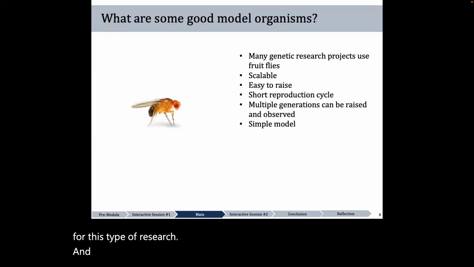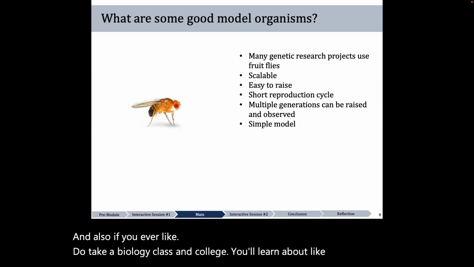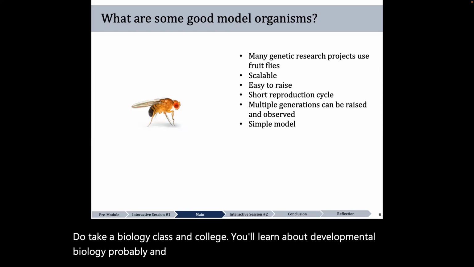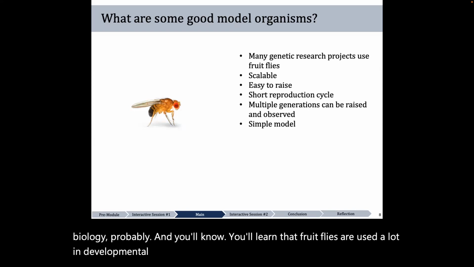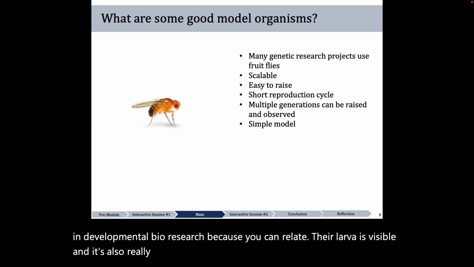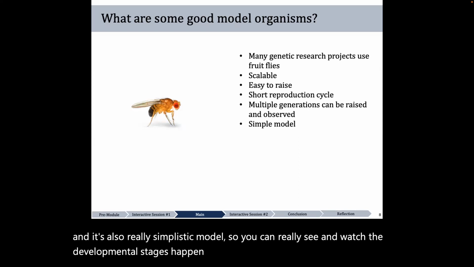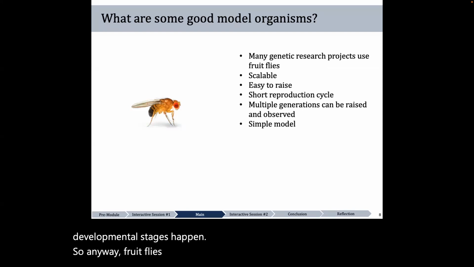And also, if you ever take a biology class in college, you'll probably learn about developmental biology, and you'll learn that fruit flies are used a lot in developmental bio research, because their larva is visible, and it's also a really simplistic model, so you can really see and watch the developmental stages happen. Anyway, fruit flies are really popular for genetics research and developmental bio research.